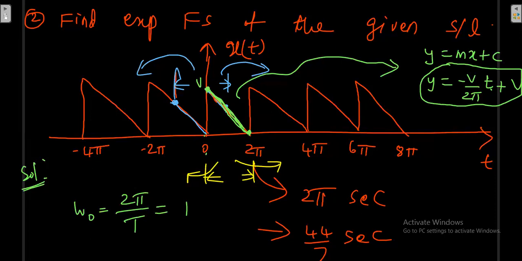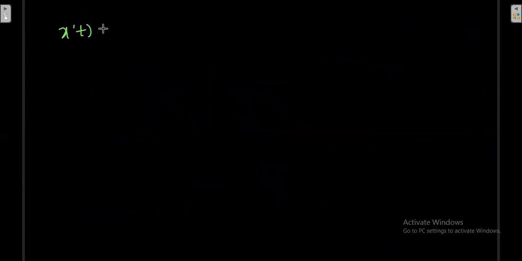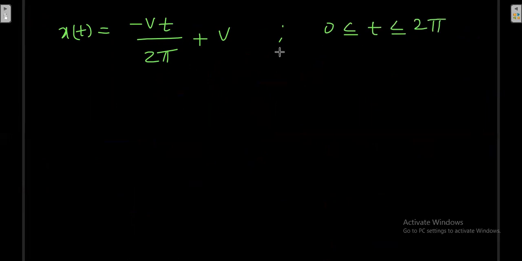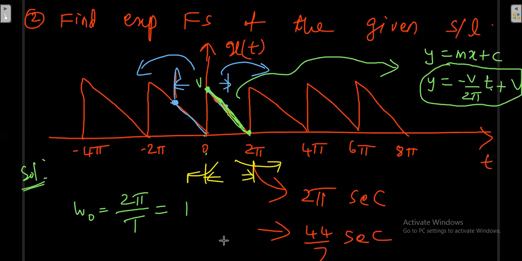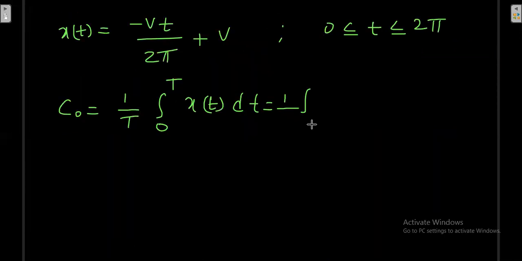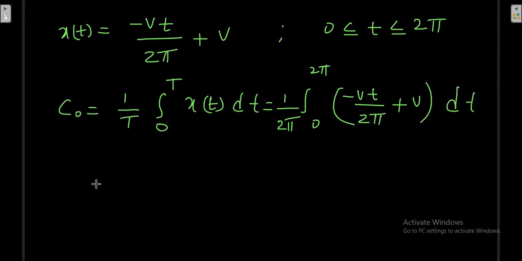So now we'll start with that. The equation of the line x of t is equal to minus vt divided by 2 pi plus v, where the interval is from 0 to 2 pi. Then first, c naught is 1 by T, integral 0 to T, x of t dt. What is the time period of this signal? The time period T is equal to 2 pi. So 1 by 2 pi, 0 to 2 pi, minus vt divided by 2 pi plus v into dt.